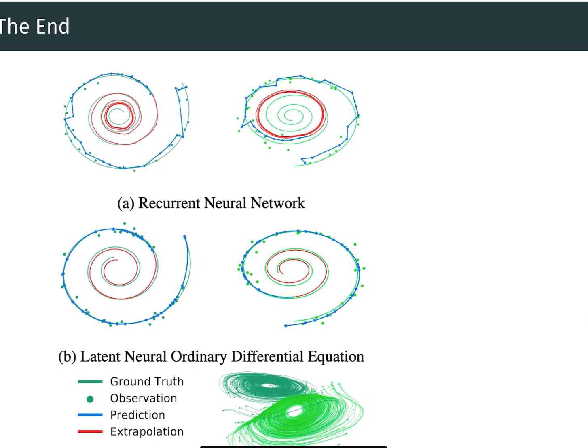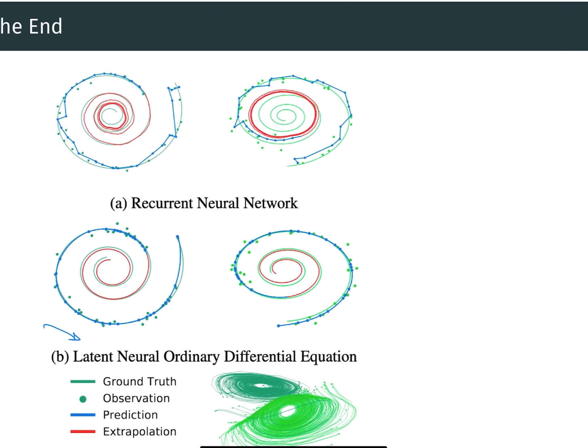Okay, so this is the end, and the paper has some interesting nice examples of the difference between how an RNN fit looks versus how a neural ODE fit looks. It's actually something called latent neural ODE, but regardless, it seems to model the dynamics better here.